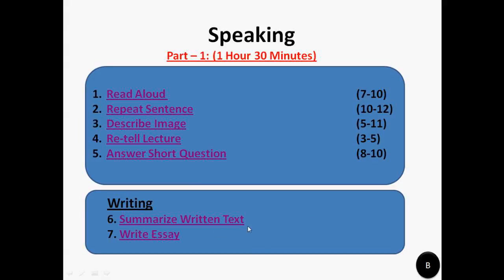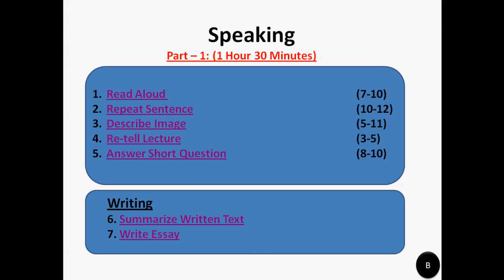Right. So summarize written text, it's expected that you squeeze the contents within a range of 5 to 70 words, whereas essay writing is expected to be in the range of 200 to 300 words. So these two areas will either consume maximum 1 hour 10 minutes, or maybe 60 minutes, or the least around 50 minutes.